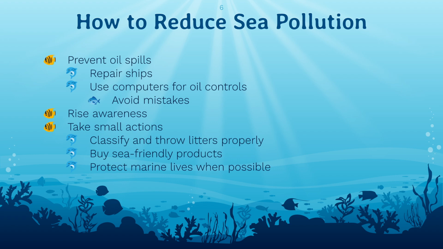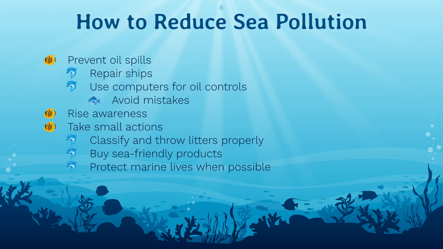Now, how to reduce sea pollution. One of the biggest things we can do is to prevent oil spills, more specifically repair ships, and improve the infrastructure that goes into the ships to avoid the spilling from occurring. Use computers for oil control. Humans cannot manage as well as a properly coded and programmed computer. And the point in using a computer is to avoid mistakes which end up causing oil spills.